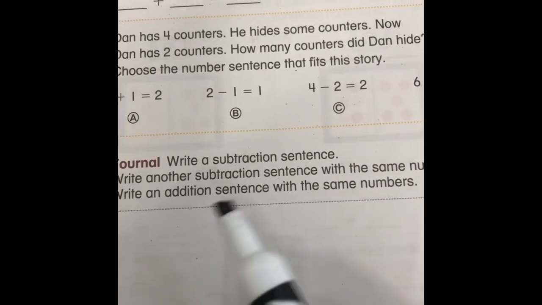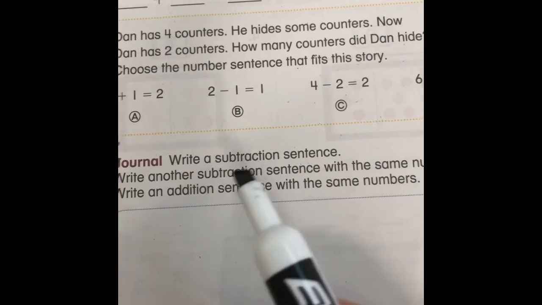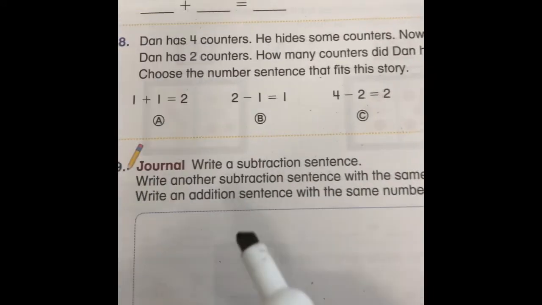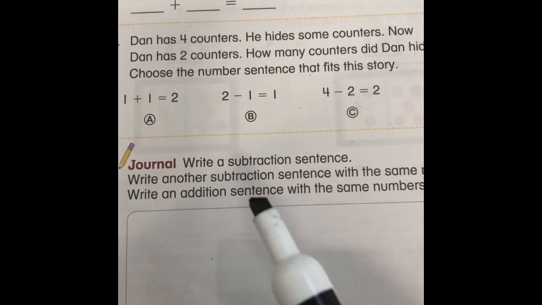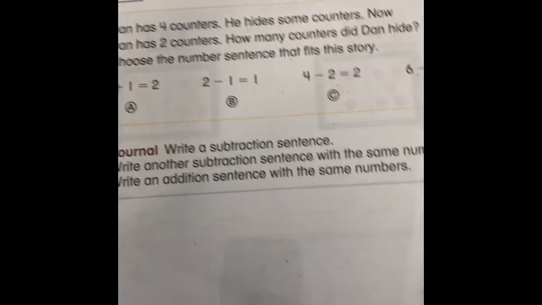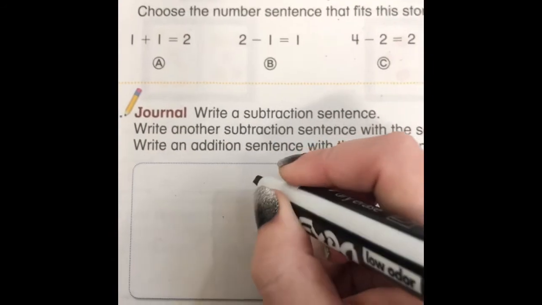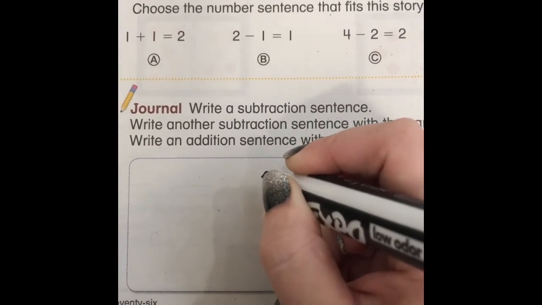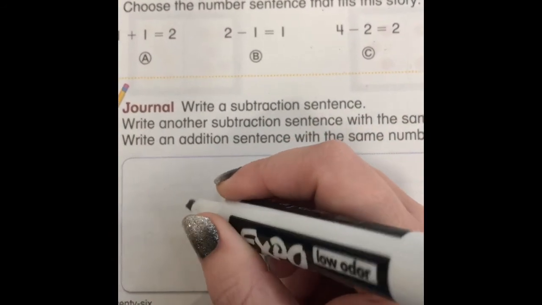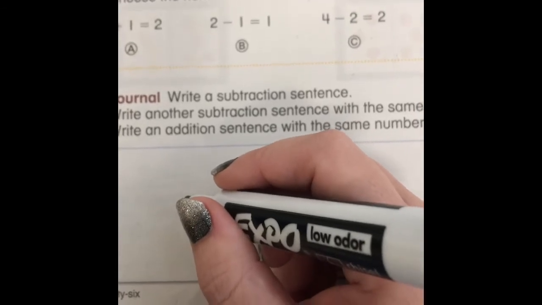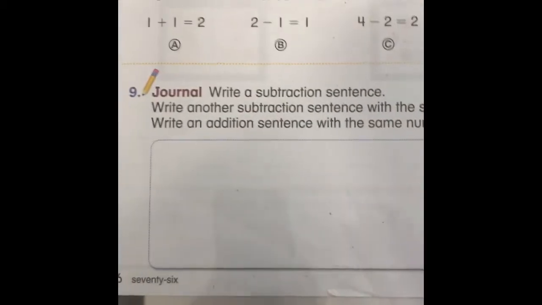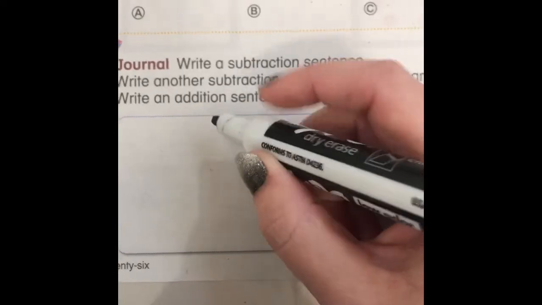Journal, write a subtraction sentence. Write another subtraction sentence with the same numbers. Write an addition sentence with the same numbers. So boys and girls, you could write any subtraction sentence you want, and then you're going to flip it and have the same numbers in there. For instance, I'm going to do one, but you're not allowed to do this one, okay? You got to choose your own.